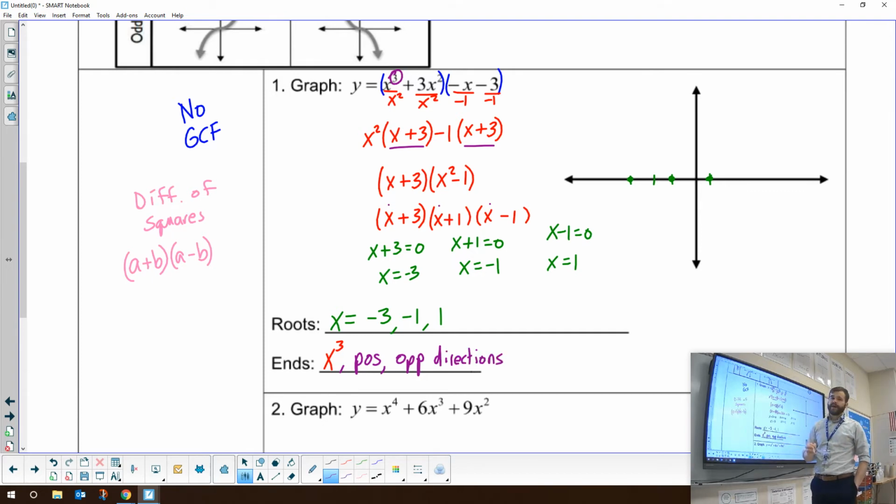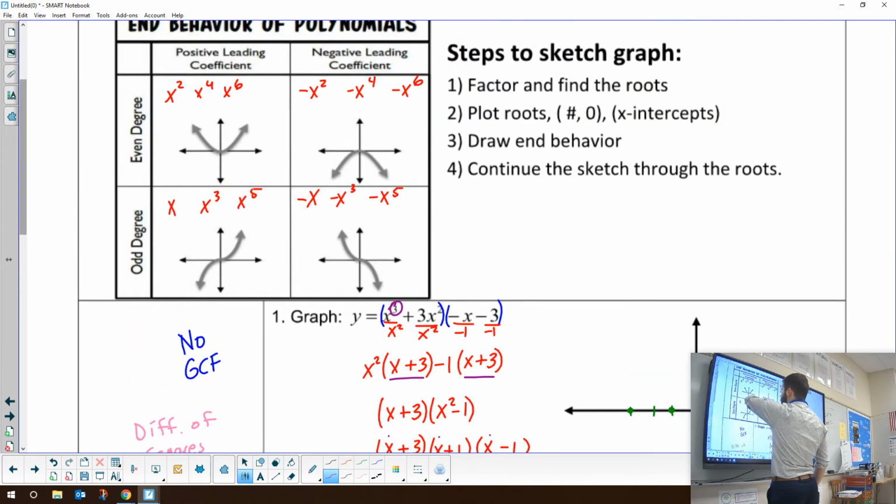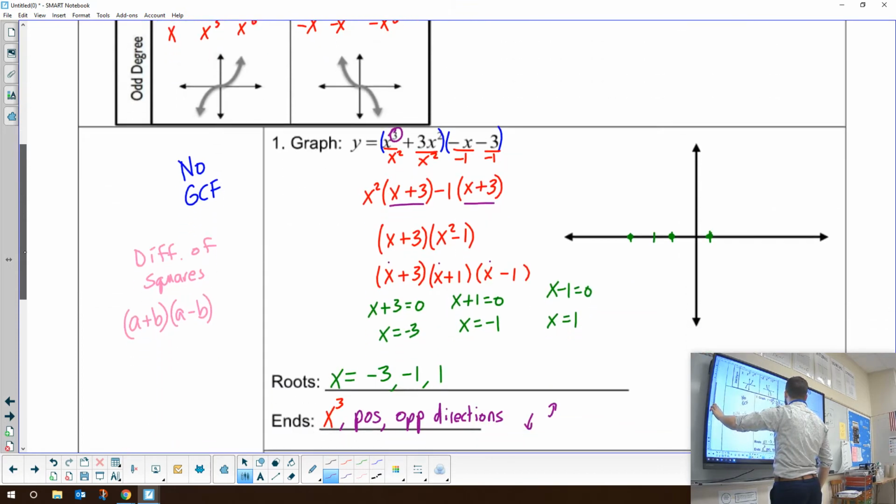Because remember, cubed or any odd degree means that we're going to go in opposite directions. And since it's positive, we're going to go down to the left and up to the right. If you need to refresh yourself on that, just look back at our chart here, and that'll tell you where your graph is going to go.